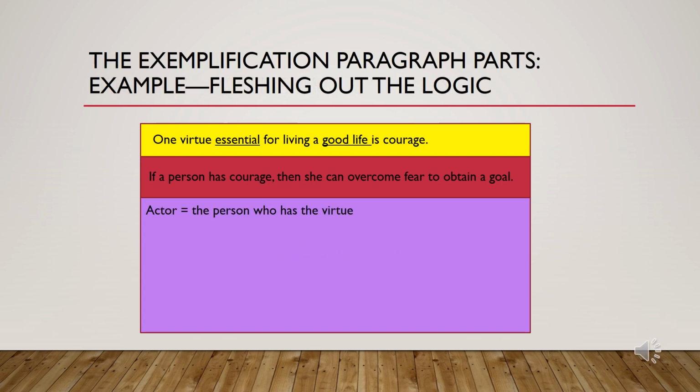Now, in order to flesh out the logic, as I've titled this, every example needs to have a set of components. It's very much like a mini movie or short story or novel. So I'm going to take this approach and identify the parts that your example should have. First, there should be an actor, the person who has the virtue, the person that you're writing about. This person must be somebody that you know, or it could be yourself.